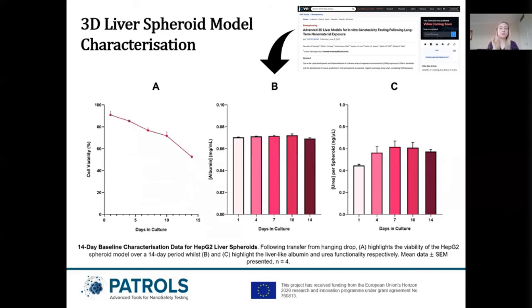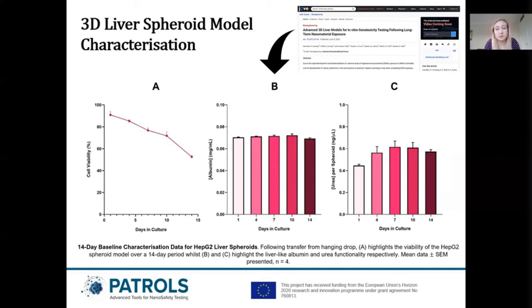So once we developed this model, we did some baseline characterization work to see how the model performs and compares to other models on the market. We found this model remained viable for over 10 days in culture and was shown to maintain, if not increase, albumin and urea production throughout the 14 days in culture. This highlights that the model remains functional throughout the period.